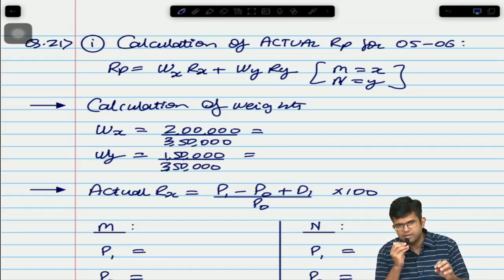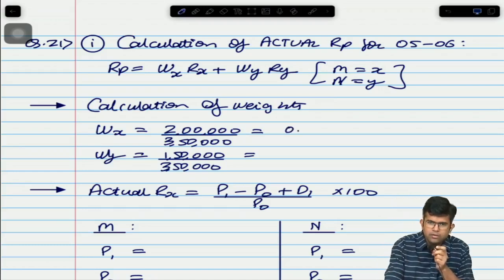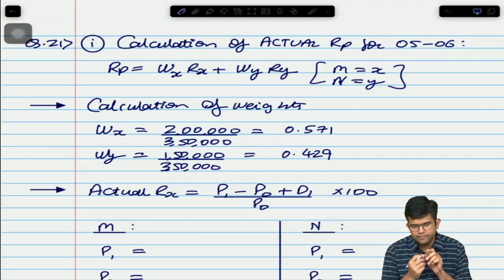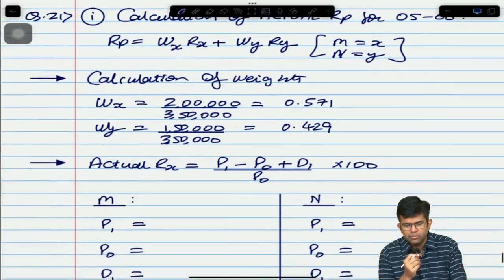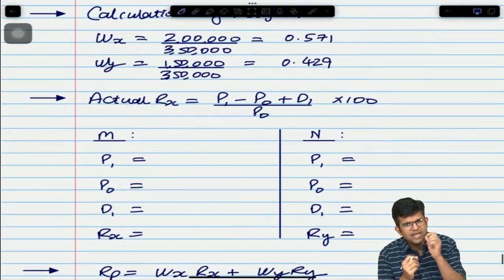You all understood the weights calculation? What is the answer? 0.3 decimals, please. 0.571. So this is 0.429. Okay, very good. Understood now? Like that, keep going. You'll get all the numbers. It's there in that small box. Everything is there.